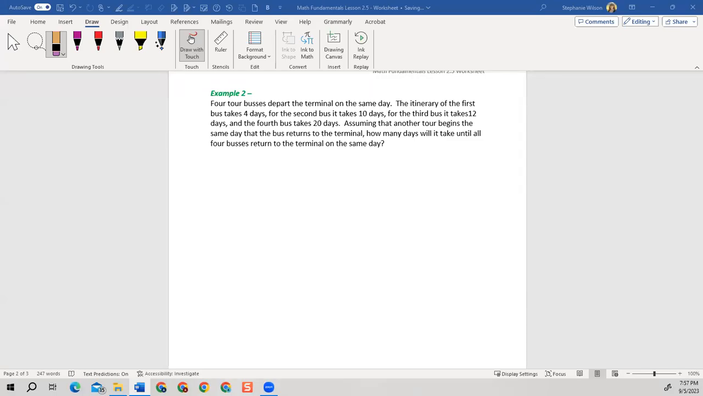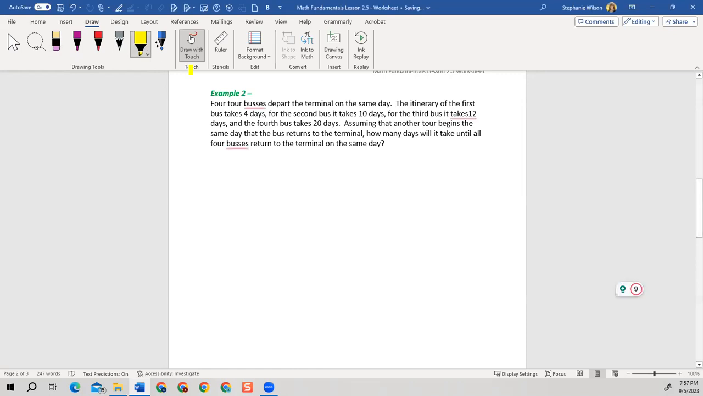Hello. So today we're going to solve for the least common multiple. And my example that we're going to be using is this application problem here. So it says we have four tour buses that depart from a terminal on the same day. So I'm going to highlight this.